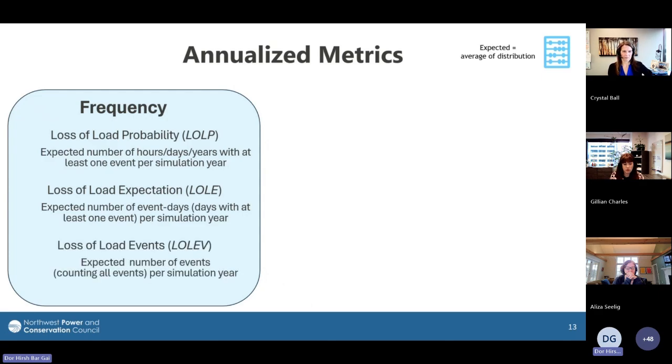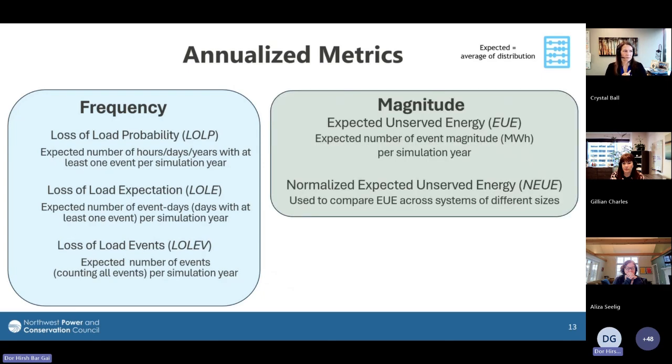And rounding up the frequency metrics here is the loss of load events. This is what the council uses, and we'll discuss why in a few slides, but it's the expected number of events. So it's not event days, it's the expected number of events per simulation year. None of these metrics tell us anything about duration and magnitude. They have their strength, but these are all expected-based frequency metrics.